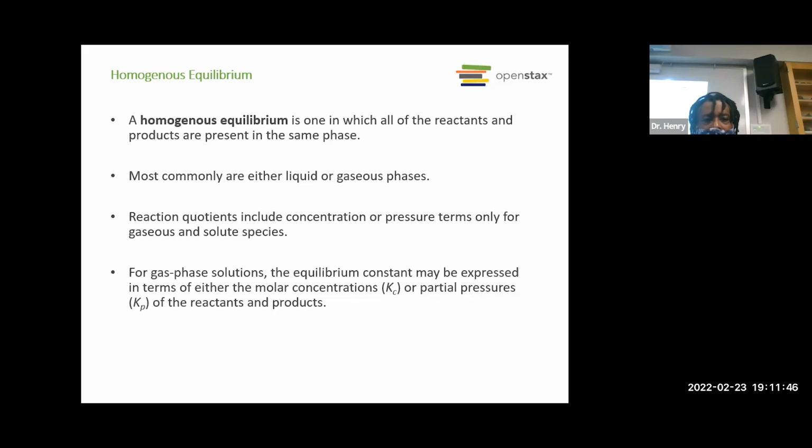Okay. So for the gas phase, you're going to have the Kc. That's going to be your equilibrium constant for concentration. Kp is going to be for partial pressures. Okay, and their values are going to be different. And I'll show you that here in a few minutes.